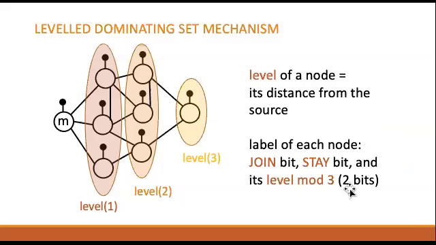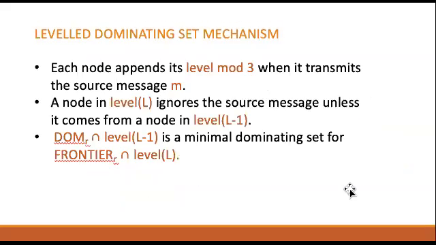In the general case, in order to keep the levels separate, there are 2 additional bits in the label of each node, which are used to record its level mod 3. When a node transmits the source message M, it also sends its level mod 3. This enables a node that receives the message to determine whether it comes from the same level as itself, one earlier level, or one later level.